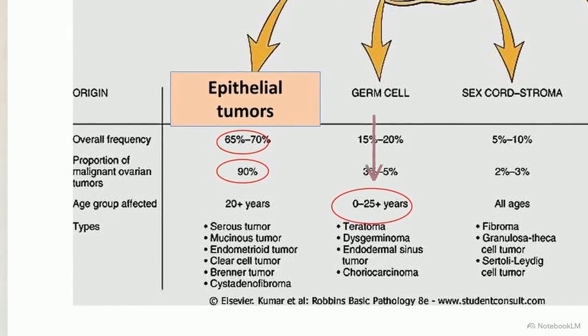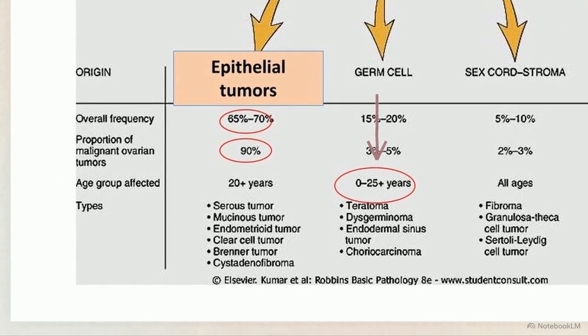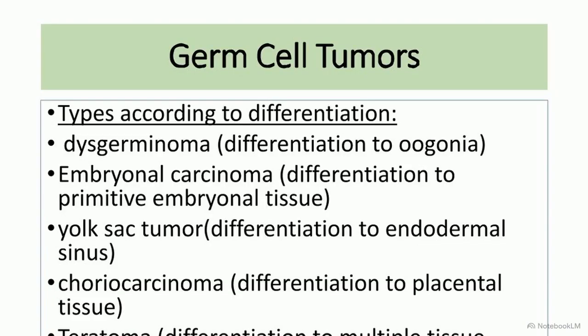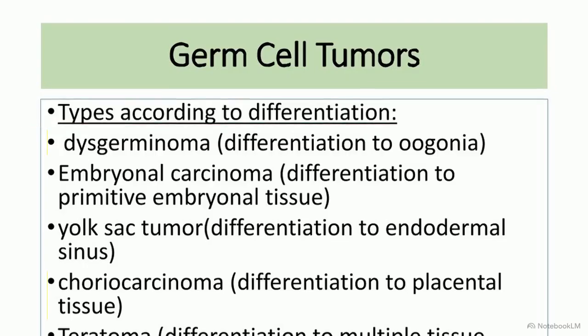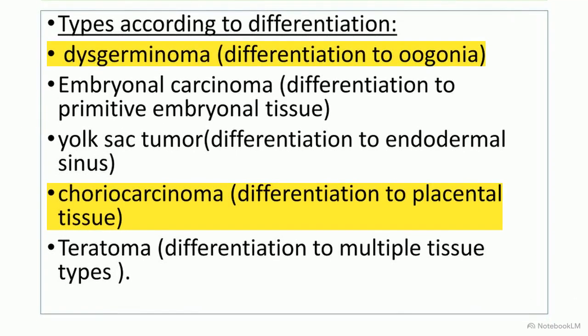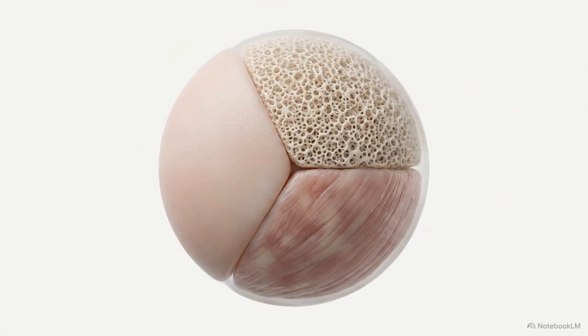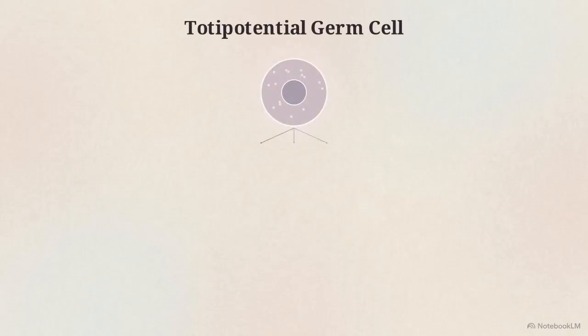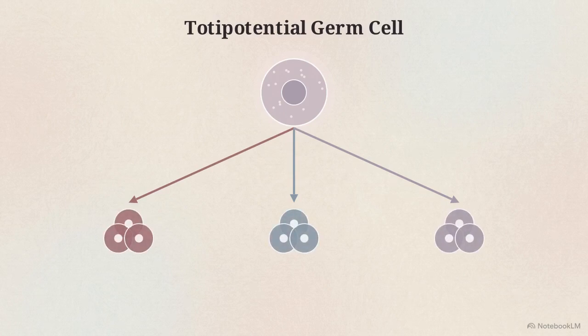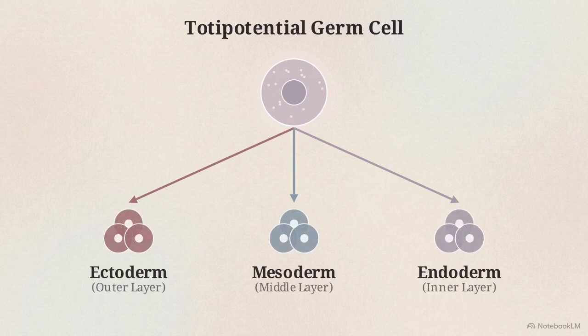As highlighted by the red circles, this category affects a distinctly younger demographic, primarily women between the ages of 0 and 25. This slide details how germ cell tumors are categorized by their cellular differentiation. Dysgerminomas differentiate toward oogonia, while choriocarcinomas differentiate to mimic placental tissue. The most structurally complex of these are the teratomas. They derive from totipotential germ cells, meaning they retain the genetic capacity to form mature tissues from all three embryonic germ cell layers.